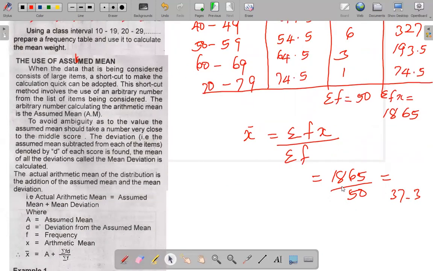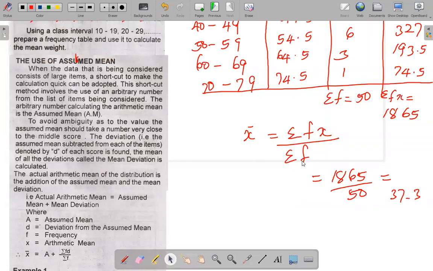Okay, another way we can get the arithmetic mean of a set of data is to make use of what we call the assumed mean. So when the data that is being considered consists of large items, a shortcut to get the mean is to make use of an arbitrary number from the list of items being considered. And that arbitrary number is what we call the assumed mean, A. So the arbitrary number used in calculating the arithmetic mean is the assumed mean.